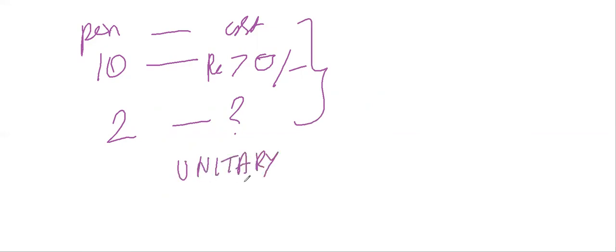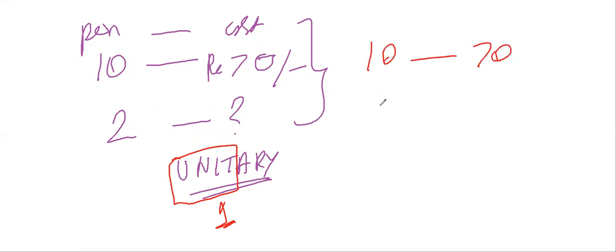When we say unitary method, what does that mean? That means you are going to first find the value of 1 unit. I have to find the value of 2 pens, but I am not going to find the value of 2 pens directly. I am going to find the value of 1 pen first. So 10 pens cost 70 rupees. 1 pen will cost how many rupees?